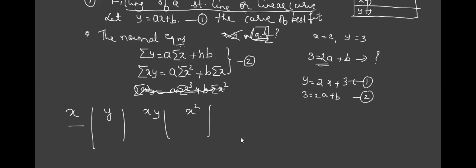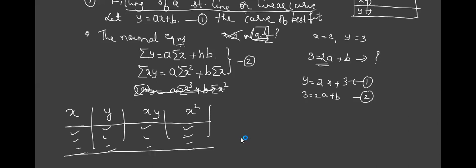Now what you have to do? X and y values will be given. Just write all of them. Then take xy, which means you multiply the corresponding x into y value and write it over here. Take the value of x here and just square it. That is my x square. So like this, you will get so many entries. If they have given 10 sets of values, you will get 10 entries.